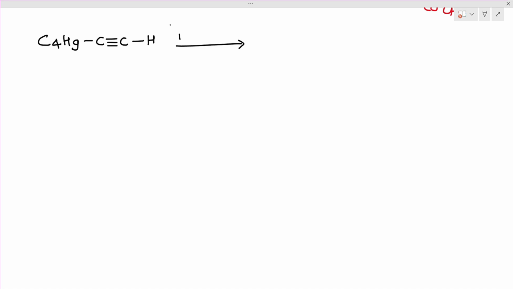Suppose we are taking C4H9 C triple bond C H and it is firstly treated with (C6H11)2BH and secondly it is treated with I2 and NaOH. So what is the product? You will have to find out. All right, see here what you have to do.